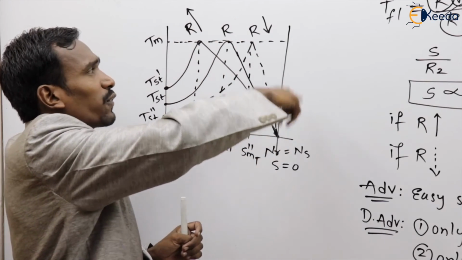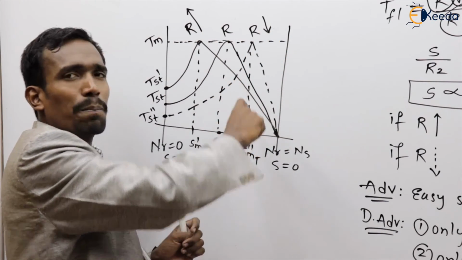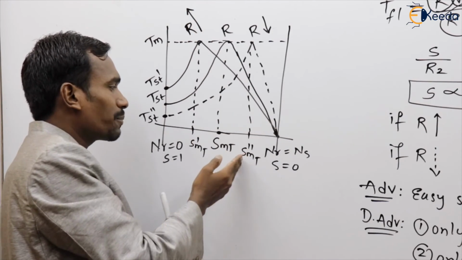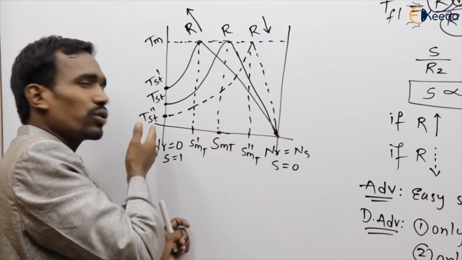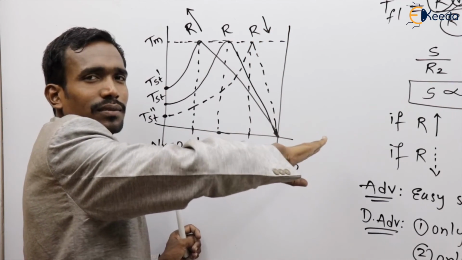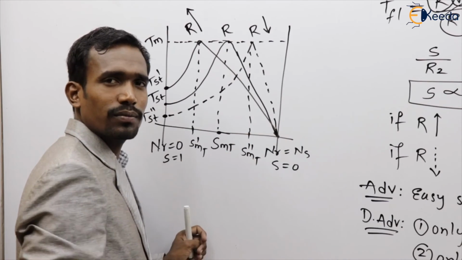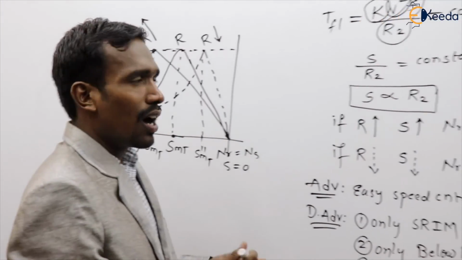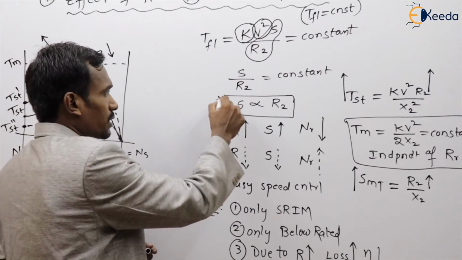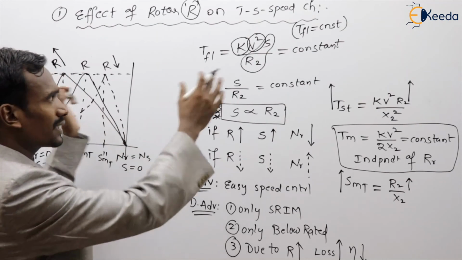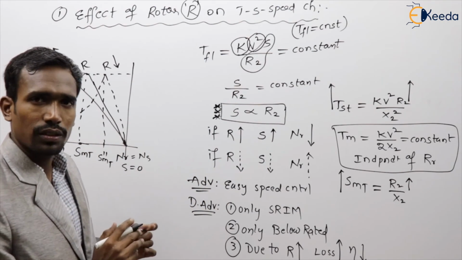This is the effect of rotor resistance on torque, slip as well as speed. If rotor resistance increases, the speed reduces. See here, it comes to 0. If rotor resistance reduces, the speed increases and goes to ns. Right? This is a very important one. See clearly.